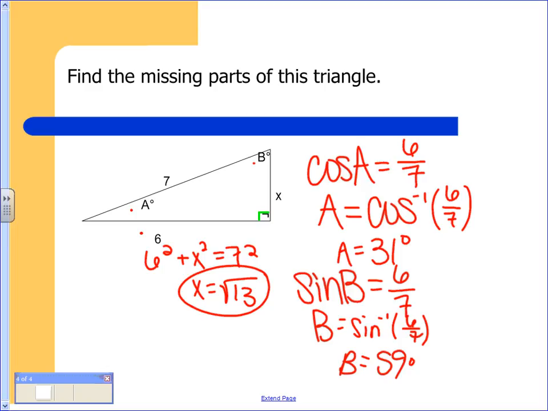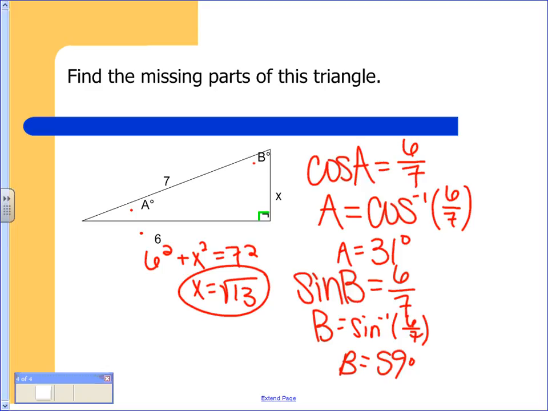SOHCAHTOA, whatever. Okay. I don't care how you learn it, but you have to learn them. There's no way to do these without using trig. You can find one of them using Pythagorean theorem or doing 180 for all three of the angles, but you won't be able to find all three of them unless you learn the trig.